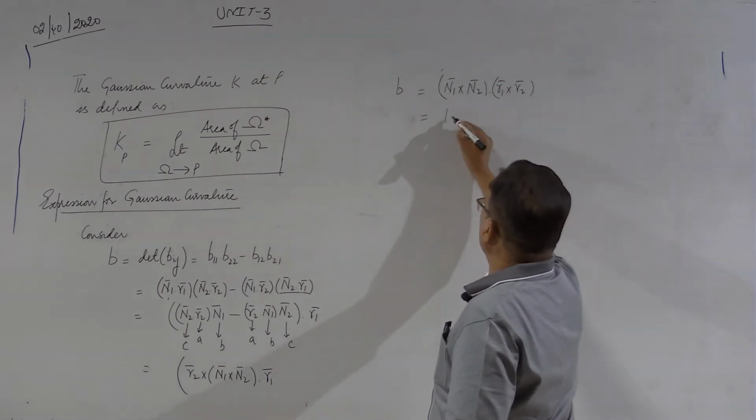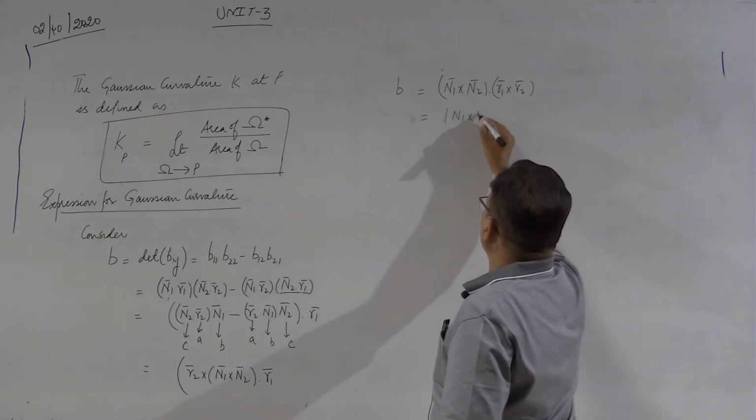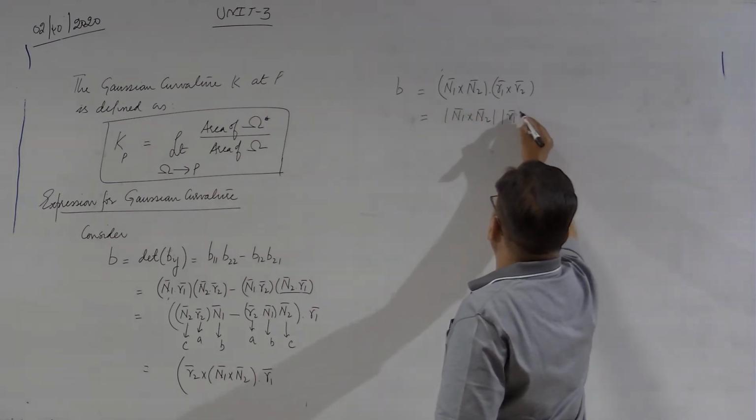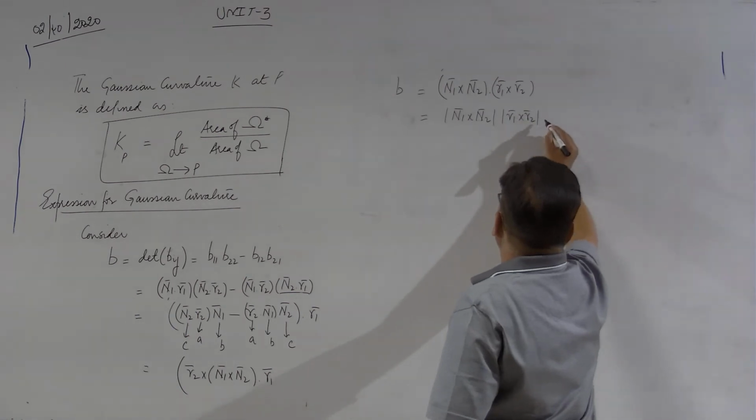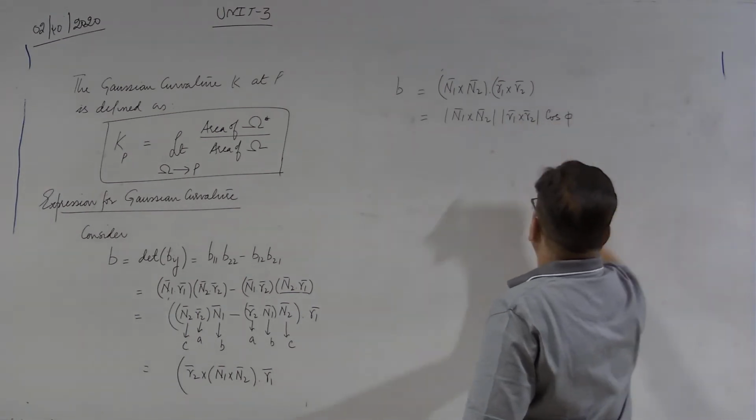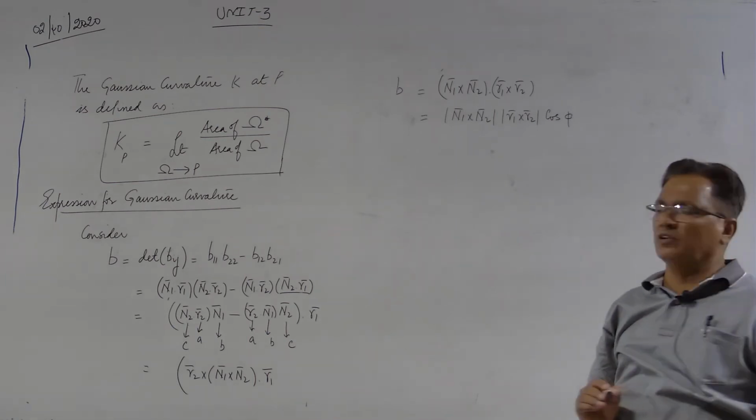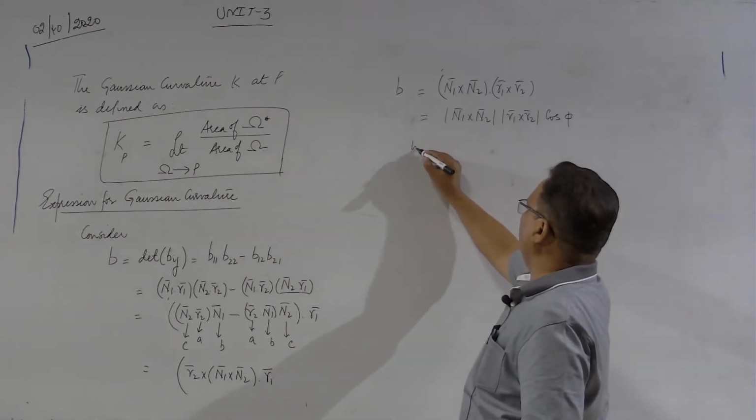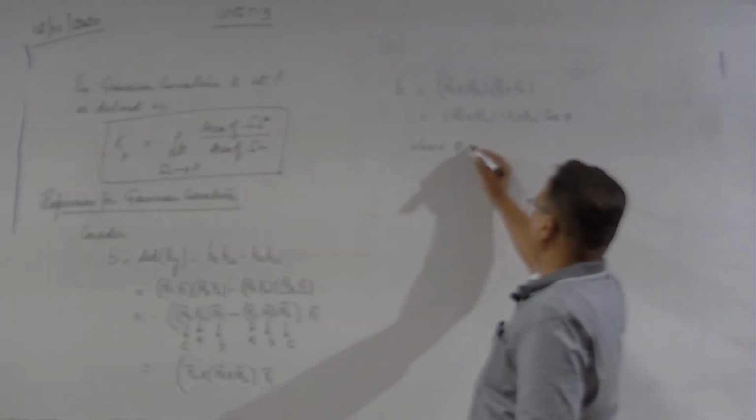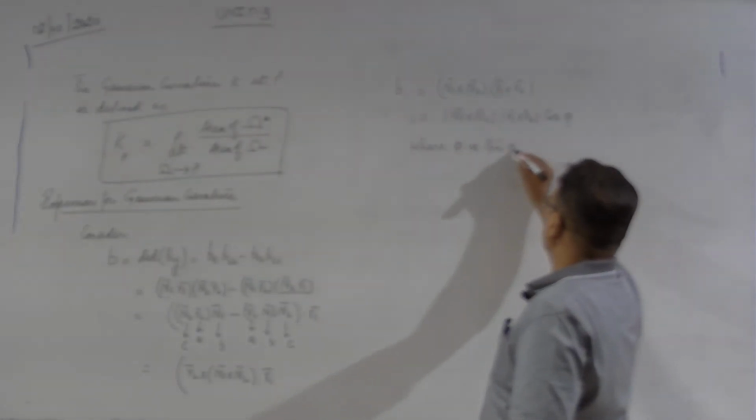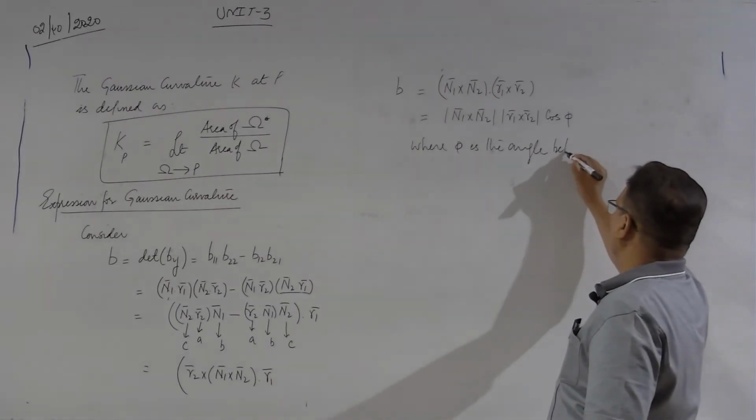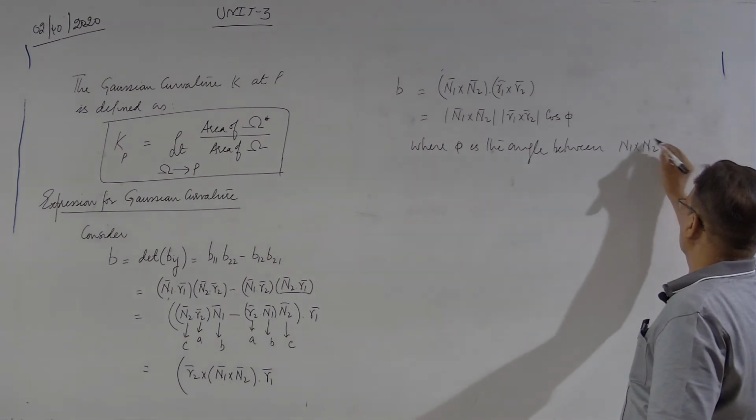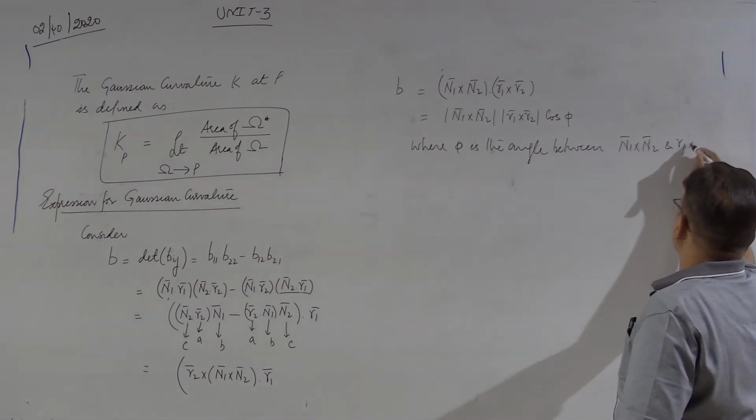So, it is modulus of N1 cross N2 into modulus of R1 cross R2 into cosine of the angle phi between R1 cross R2 and N1 cross N2, where phi is the angle between N1 cross N2 and R1 cross R2.